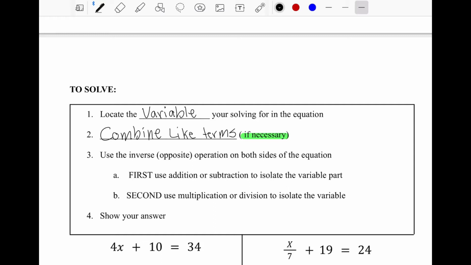The next thing we do is use inverse operations. Inverse operations mean you're going to do the opposite operation of what's in the problem. So the first thing you look for is addition and subtraction, and you're going to undo that. Then after you undo your addition and subtraction, you're going to undo your multiplication and division. Once that's taken care of, you should be at the point where you have your variable and you should be good to go from there. Now let's look at some examples.